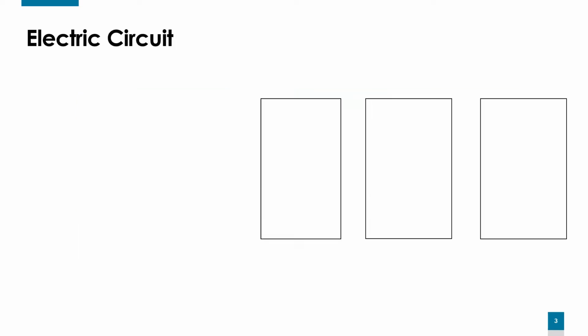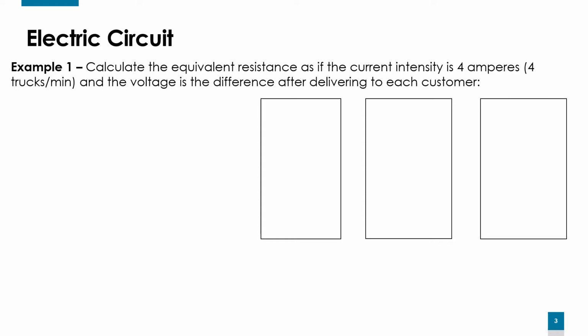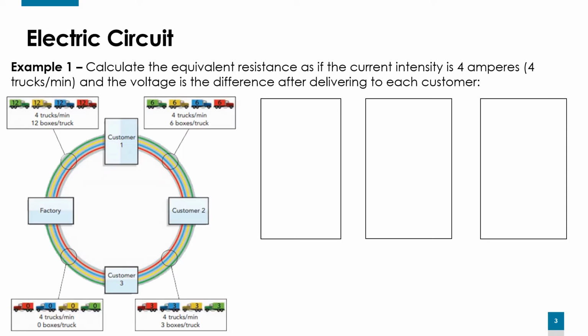So, example 1. Calculate the equivalent resistance if the current intensity is 4 amperes, or 4 trucks per minute, and the voltage is the difference after delivery to each customer. So I'm going back to the example of the trucks.